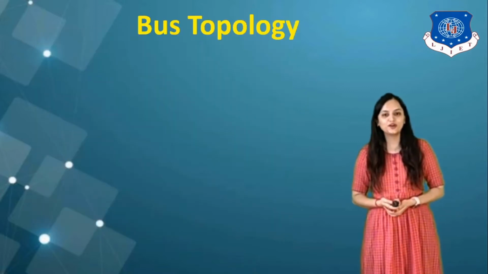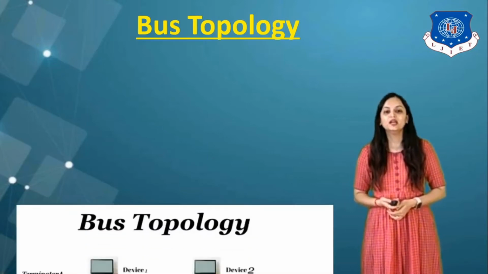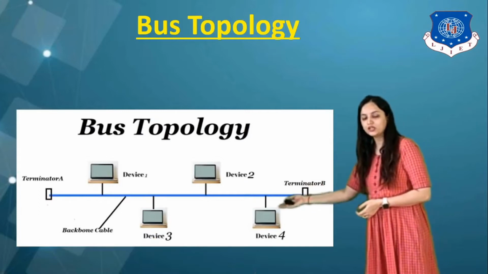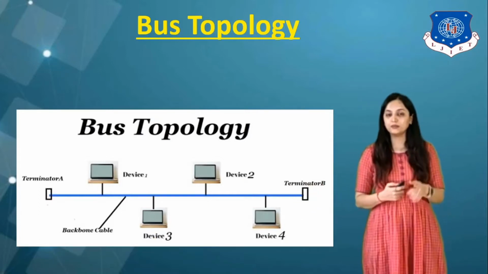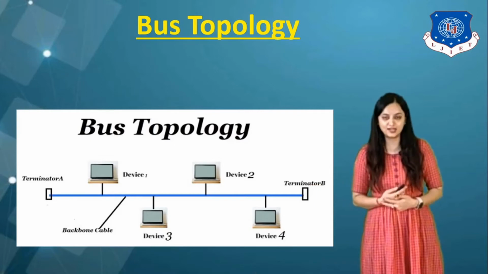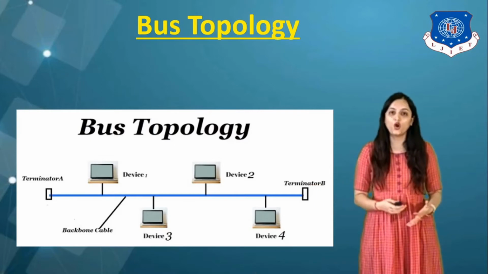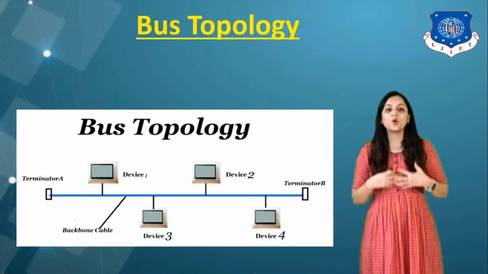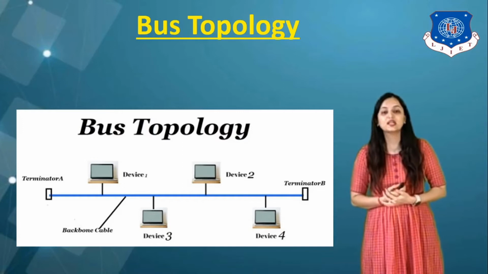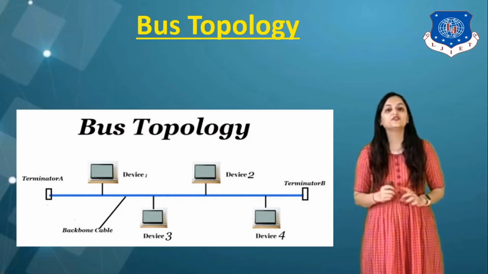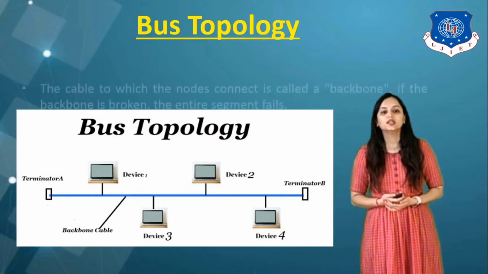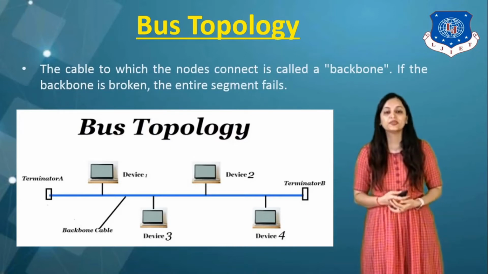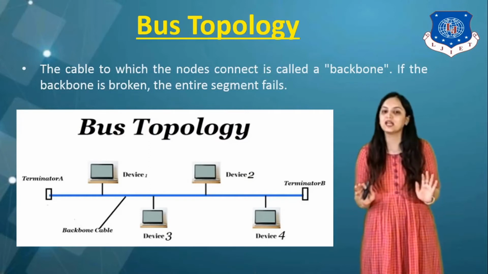So let's start with the first one, which is bus topology. Here, the bus topology diagram is shown to you. As you can see, this is the backbone cable. That means there is a single cable using which all the devices are connected to each other. The main drawback of this topology is that if the backbone cable through which all the devices are connected fails, then the whole segment fails and the devices can no longer interconnect. The cable to which the nodes connect is called the backbone, and if the backbone is broken, the entire segment fails.